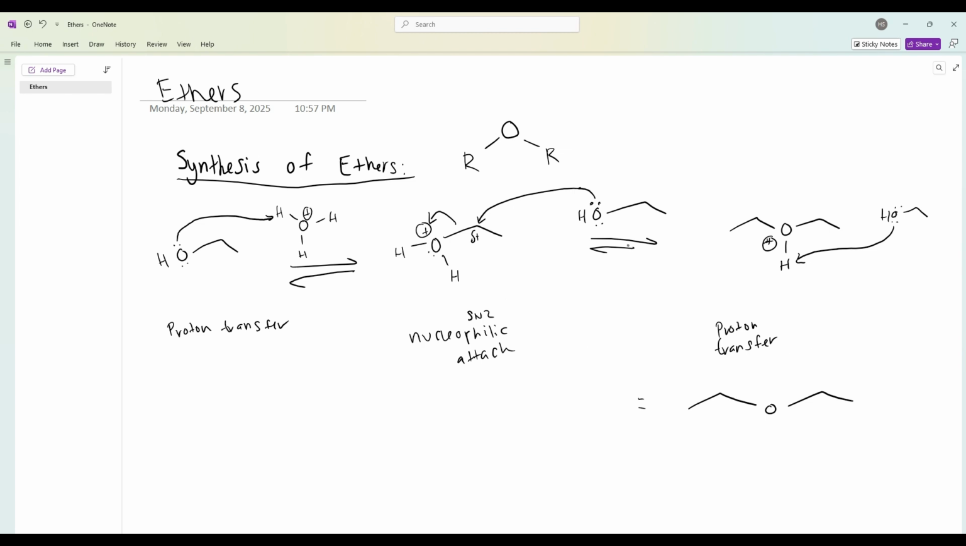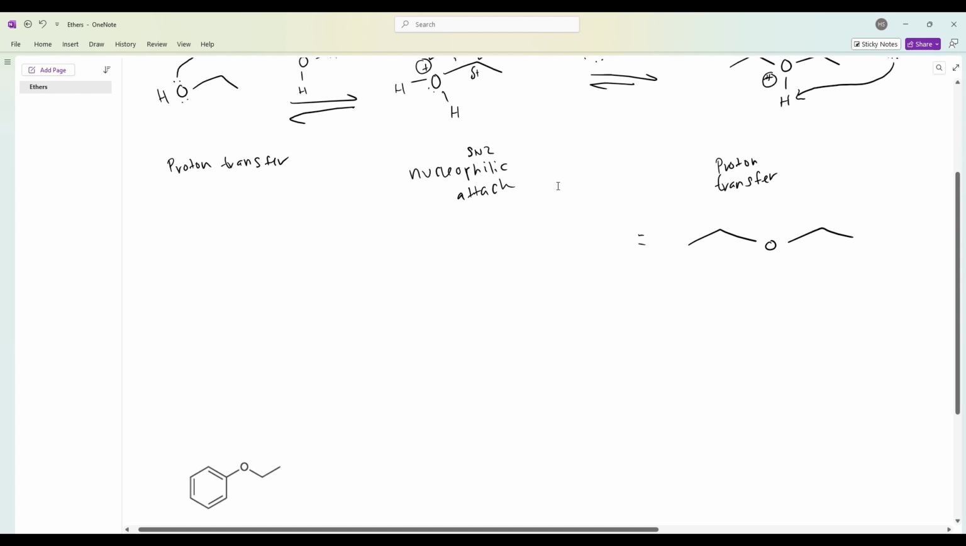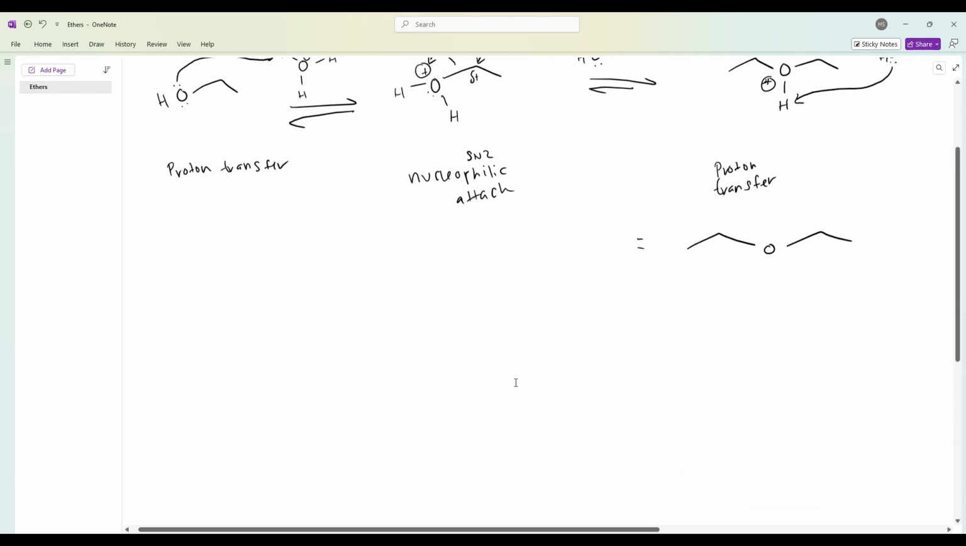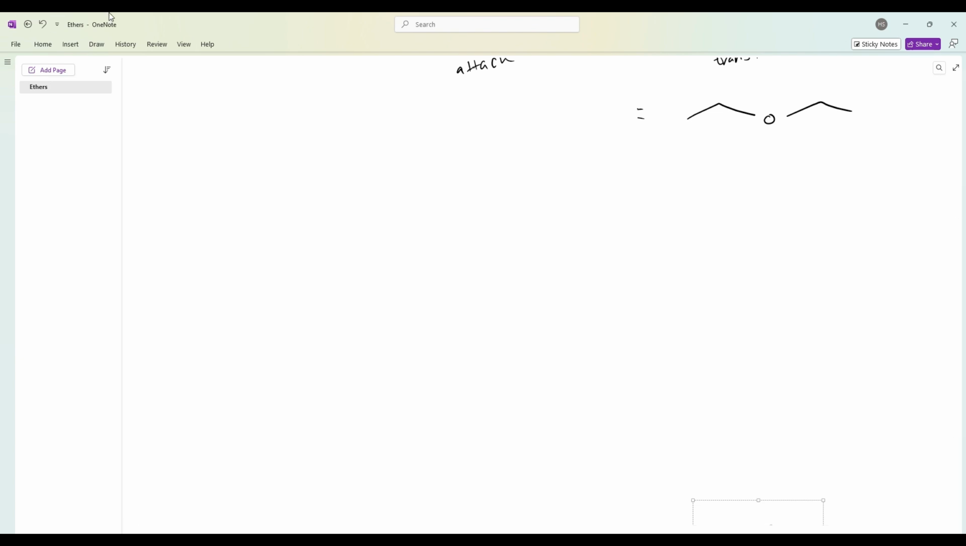It isn't ideal. It's great for what they need it for. But when we're synthesizing ether, if this is the only ether we can get from this synthesis, it's not really that helpful, right? So I wanted to go over another way of synthesizing ethers, and that is, let me move this down here for later, the Williamson ether synthesis.